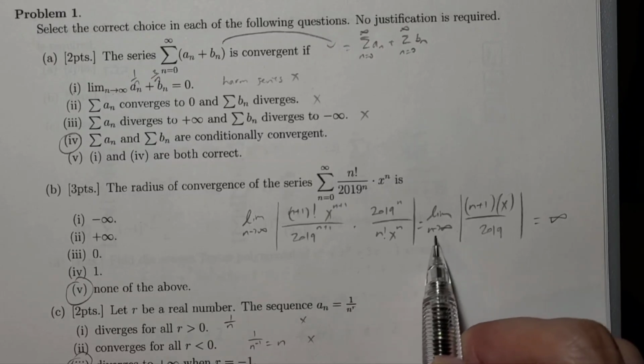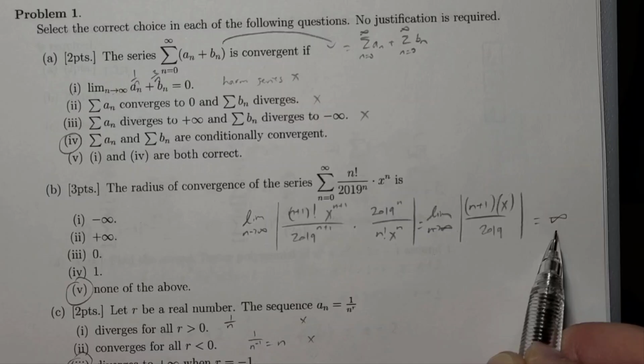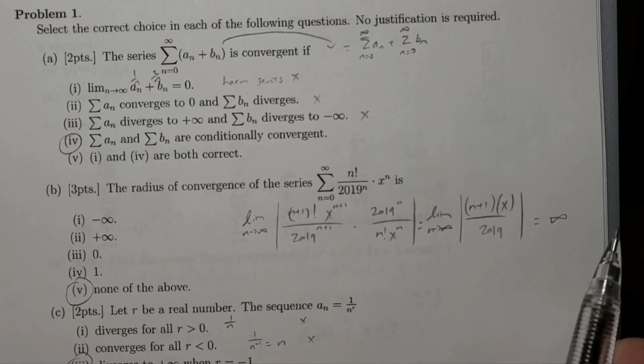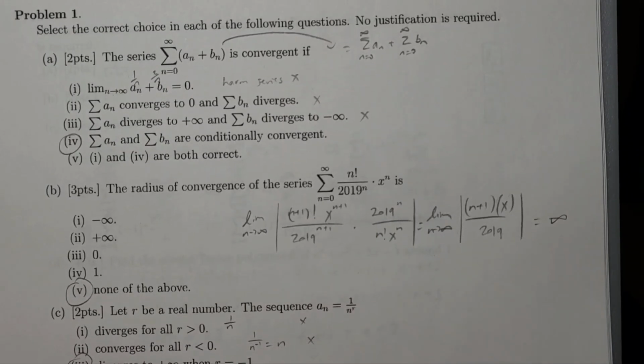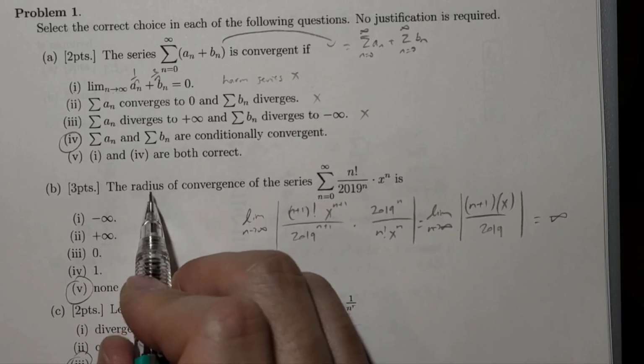All right? We take the limit as n goes to infinity, it's infinite. So it never converges. This series diverges all the time. Okay? Can a radius be infinite?